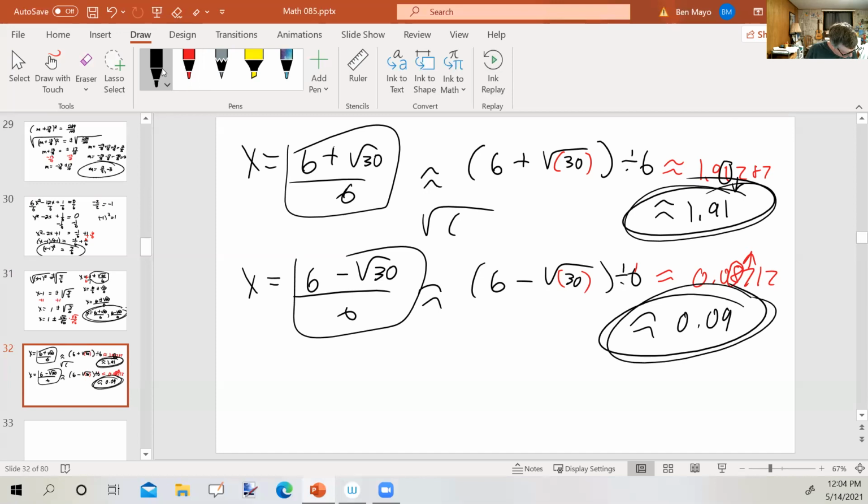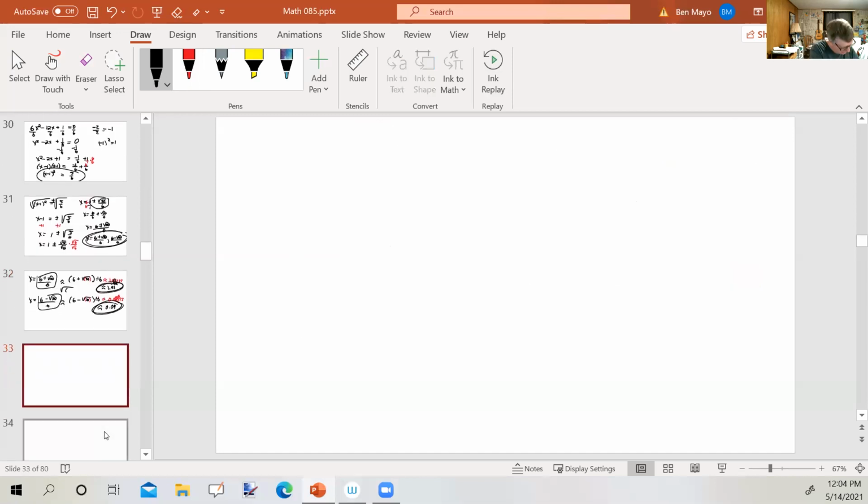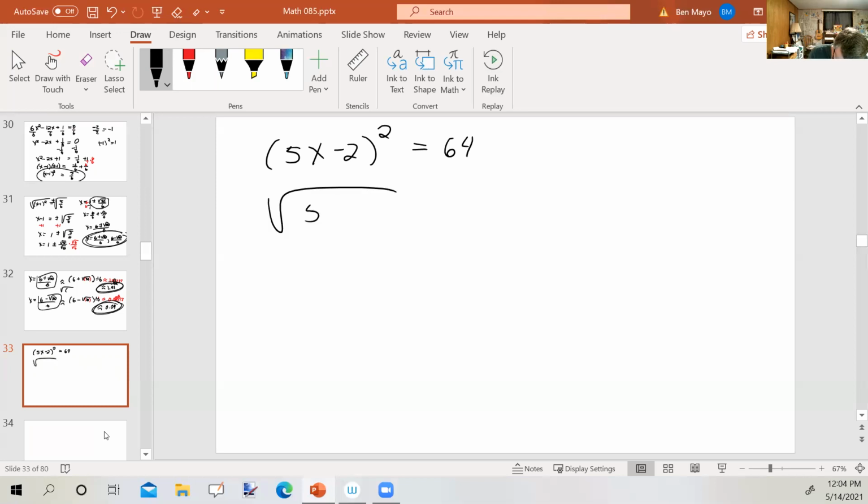Okay. Let's take a look at another example. It says solve each equation, approximate the solutions to the nearest hundredth when appropriate. And again, we're going to use completing the square to do it. So 5x minus 2, the quantity squared, equals 64. Well, this is already in the form where the square has been completed. So we'll take the square root of both sides of the equation, including the plus or minus. Don't forget there's two solutions.